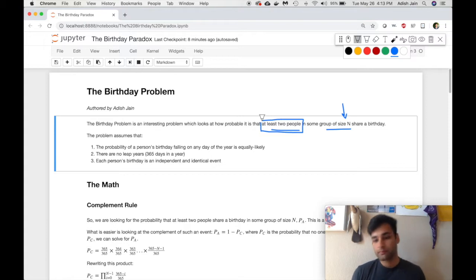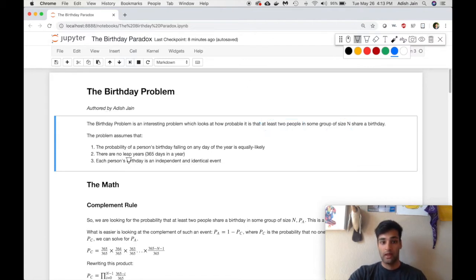So we're going to assume a couple of things before we get started here. The first thing we're going to assume is that the probability of a given person's birthday falling on any day of the year is equally likely. So I have a 1 in 365 chance of my birthday falling on any day of the year. Okay, so we have a uniform distribution over all the days of the year.